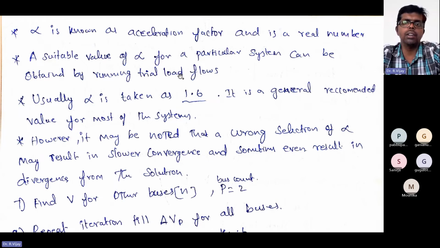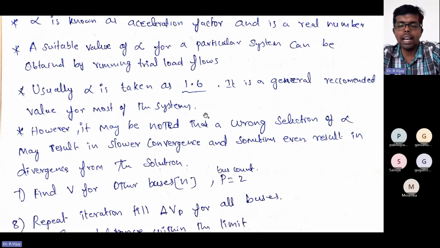We are substituting one value and seeing the answer. If it is near to that, we take that. Otherwise, we go to a second iteration. We take some other values and again do the same. So that is the trial and error method. Usually alpha is taken as 1.6. It is a general recommended value for most systems. As I said, for most systems we take the alpha acceleration factor as 1.6.